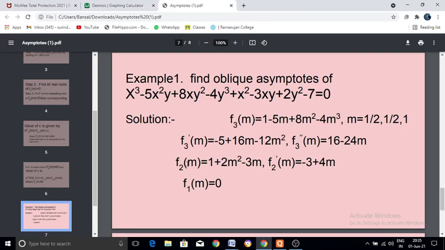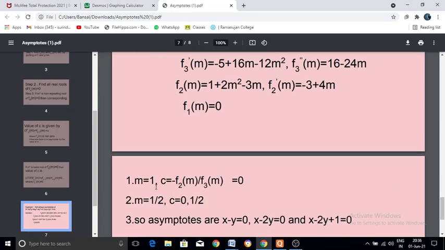Then f2(m) means second degree. These three terms contain second degree, so this is 1 minus 3m plus 2m square. Its derivative is 4m minus 3. For f1(m), there is no term containing single x or y, so f1(m) equals 0.